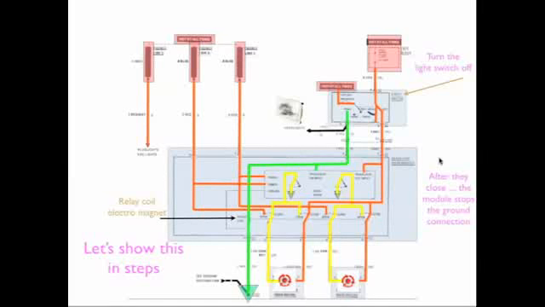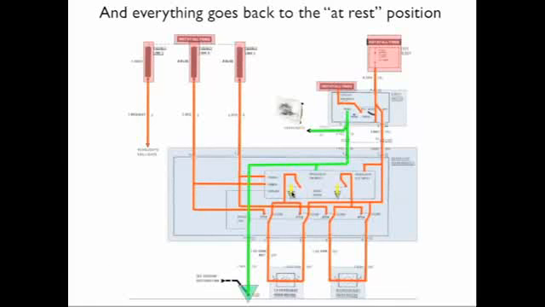After the door motors close, the module then will stop the ground to the connection. There's still a ground here momentarily so that these motors can run in the opposite direction and close. But after they close, these switches open so the grounds can't travel, so we're now actually back to the very original diagram we started with at the at-rest position.